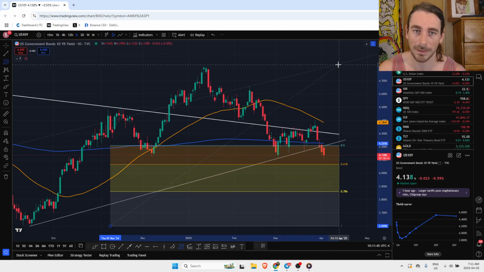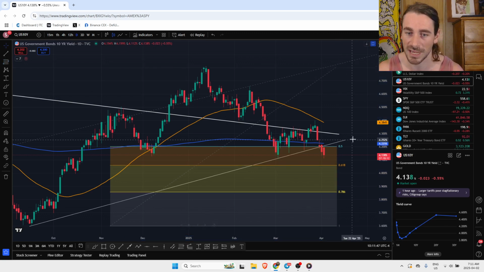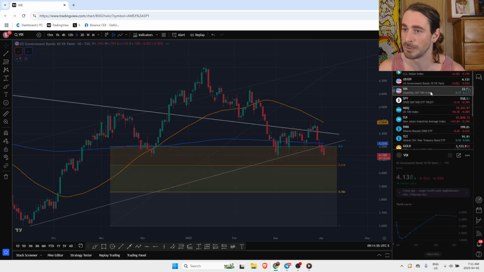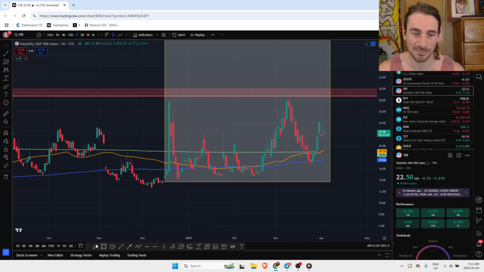Let's take a look at our Fibonacci here from the low to the high. You know, looking for that potential target in the 618 to 786 zone down here as a near-term target for the 10-year. We can look at the VIX. This is one I pointed out.